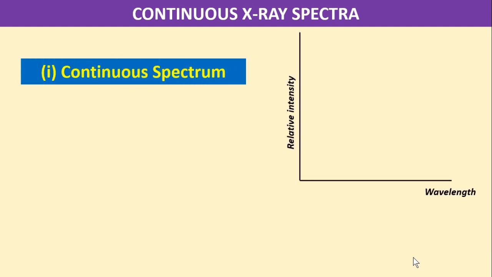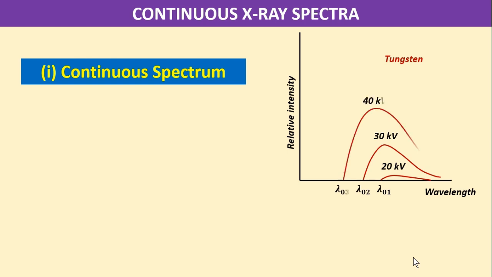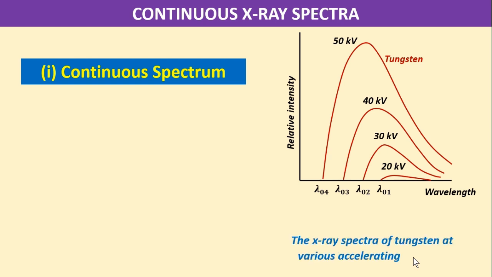Let us learn about continuous X-ray spectra, a gradual change in intensity with respect to wavelength. Here for tungsten at 20 kilovolt, we have a curve. Next, for 30 kilovolt, we have another curve. For the next, 40 kilovolt, we have another curve. And finally, for 50 kilovolt, we have another curve. As this accelerating potential increases, the cutoff wavelength, the minimum wavelength, decreases, going towards the origin. The X-ray spectra of tungsten at various accelerating voltages are given.